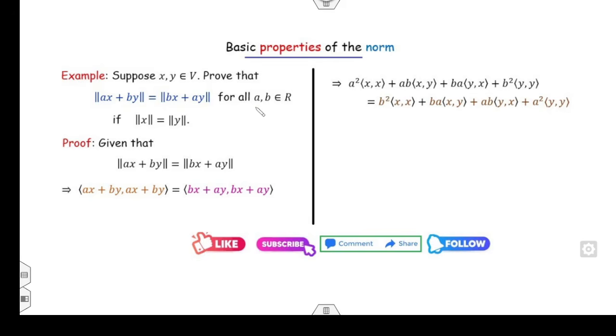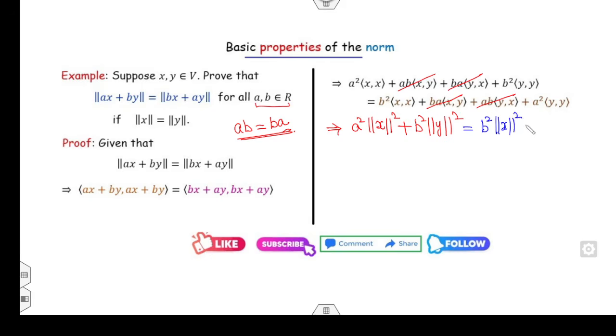Now you can see a and b are real, so that means ab is equal to ba. In the reals they commute, so you can see ab is equal to ba, so these two terms will be cancelled. So the right answer is a square norm of x square plus b square norm of y square, which is equal to a square norm of y square plus b square norm of x square.